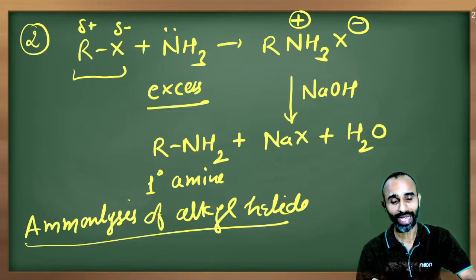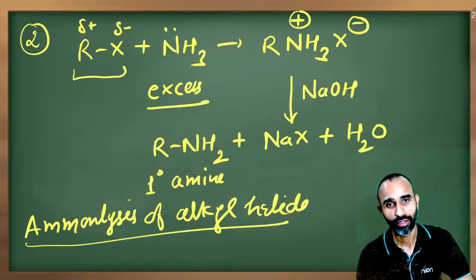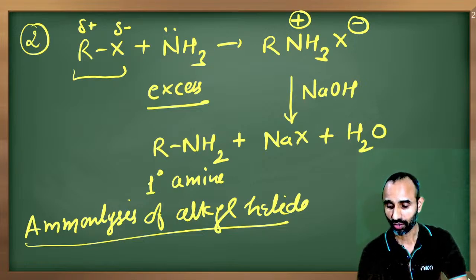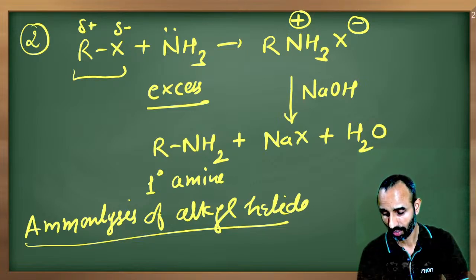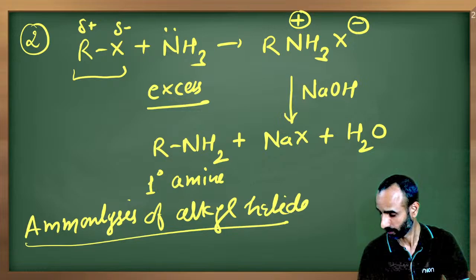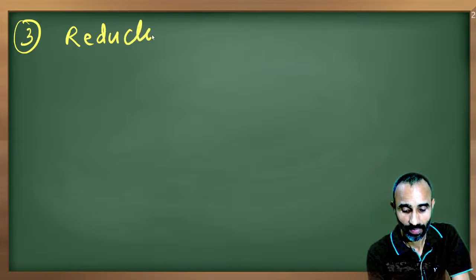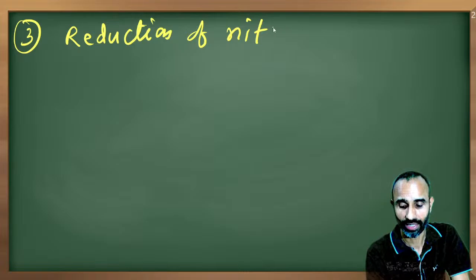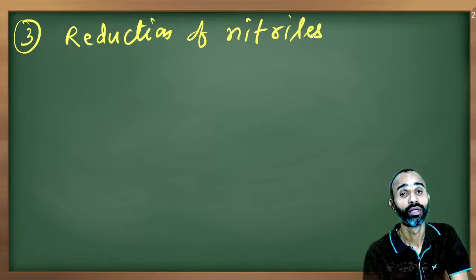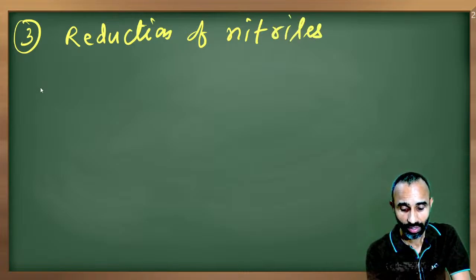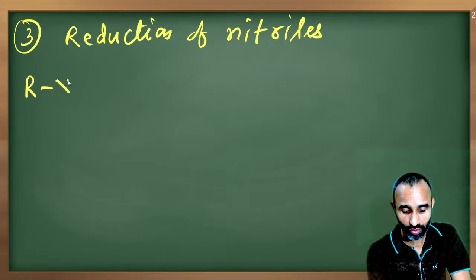So we get a mixture of products and they are difficult to separate. That's why this is a disadvantage of this particular method. Now next is reduction of nitriles. So nitriles, because you know nitrile is formed by this method.